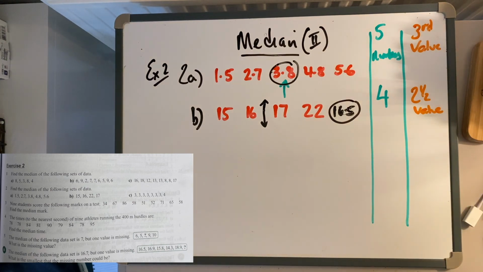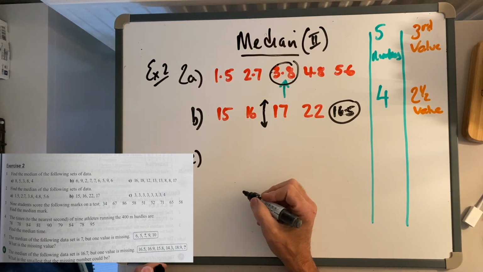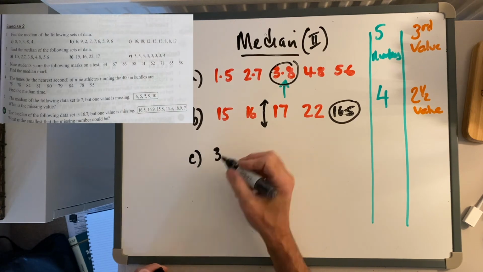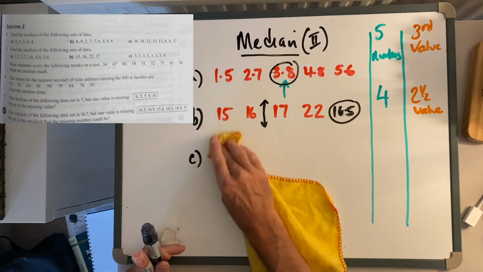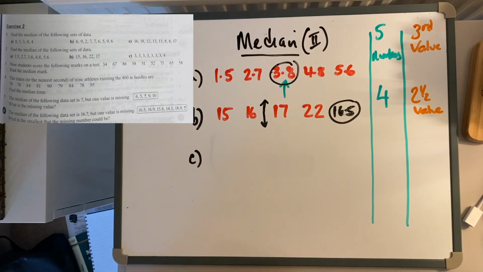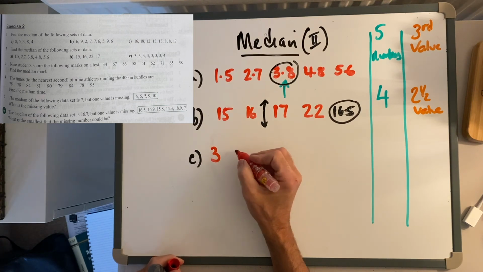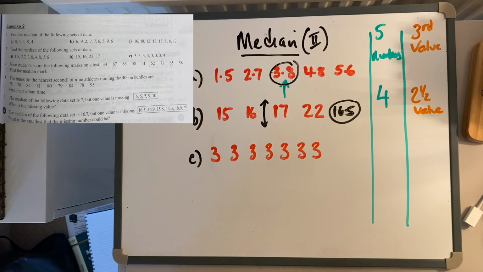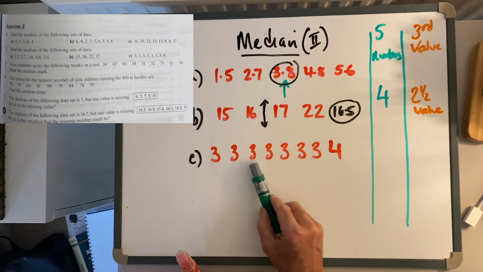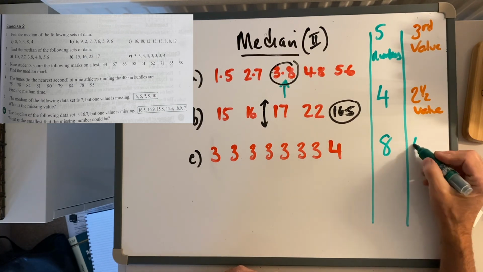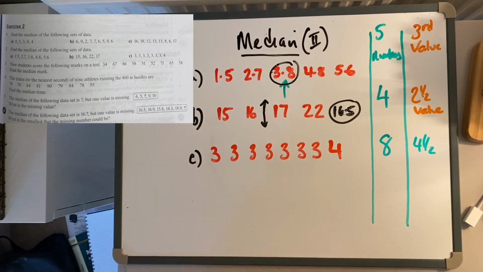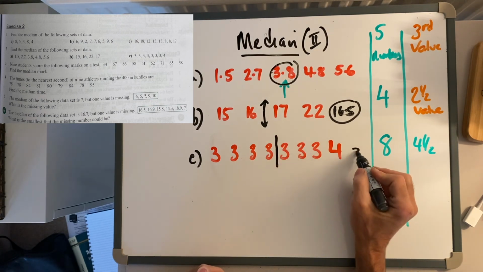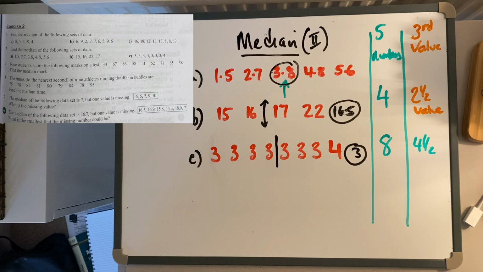Now let's look at C. Interesting, you've got 1, 2, 3, 4, 5, 6, 7 threes. Let's keep everything nice and consistent. So 7 threes, and a 4. So here I have 1, 2, 3, 4, 5, 6, 7, 8 values, and it's the 4.5th one, somewhere halfway between 3 and 3, which is 3. Now I want you to really think about how I know which it is.